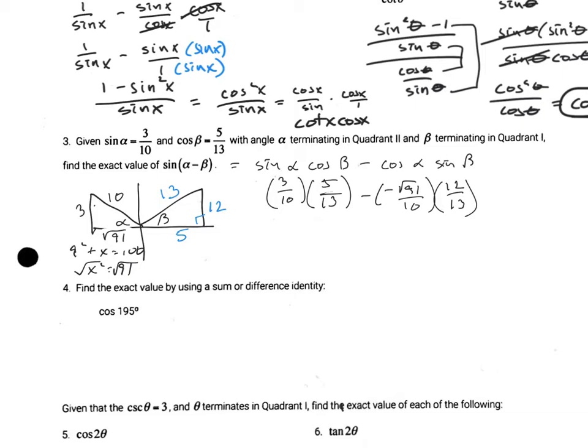Now, no matter if the radicals are in the top or the bottom, you generally will get a common denominator here. So let's take a look. We have 15 over 130 minus 12 radical, oops, actually it's plus, because it's two negatives there, 12 radical 91 over 130. Common denominator, but you can't really do anything with this 15 and this 12 because one's stuck to the radical and one isn't. So we're just going to have 15 plus 12 radical 91 over 130.